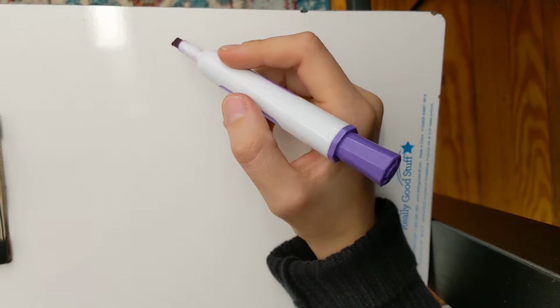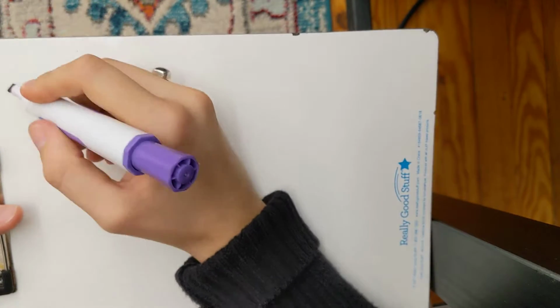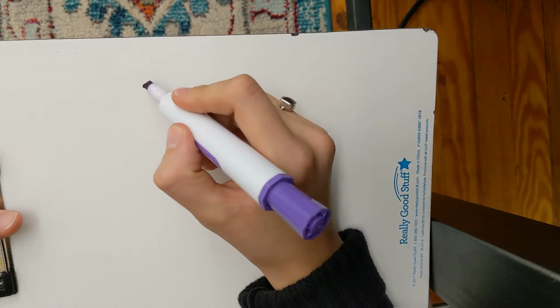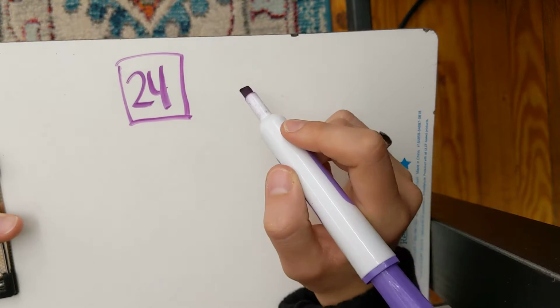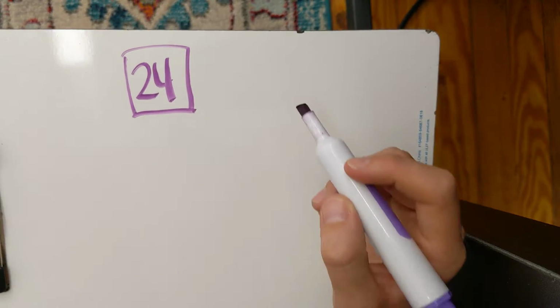Hi, fourth grade. We're going to practice factoring and finding the factors of a number. The number that we're going to find the factors for is 24. The first step is going to be making a factor rainbow.